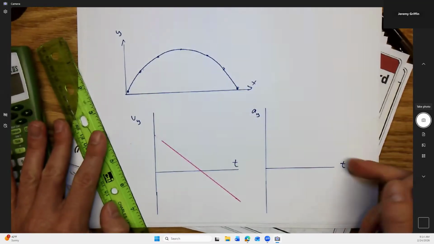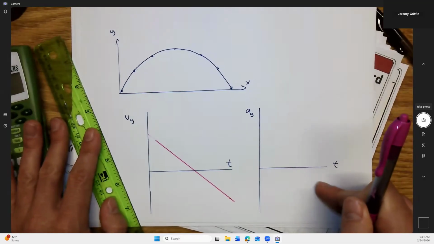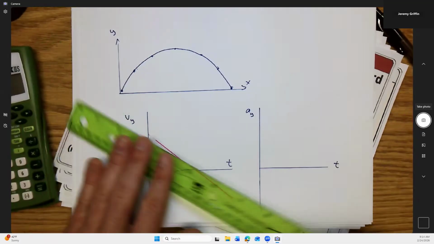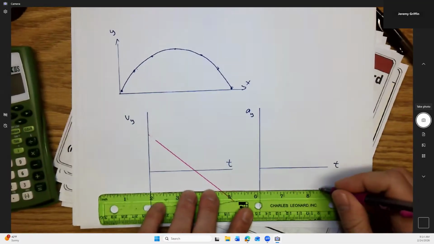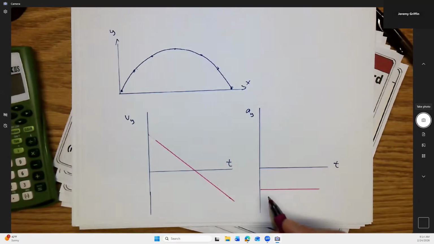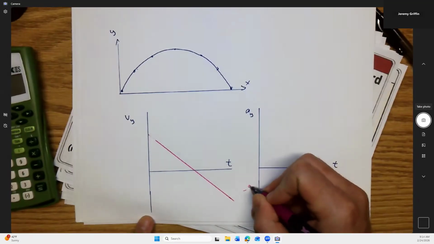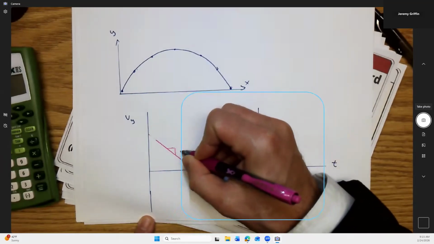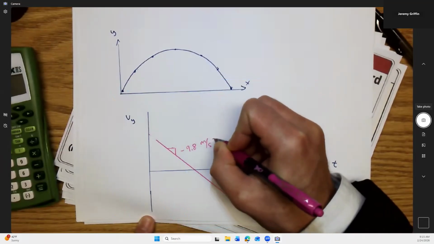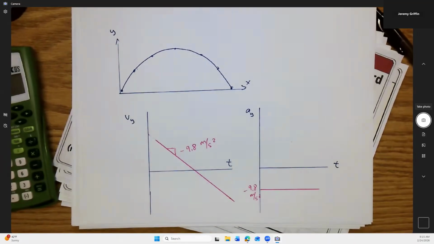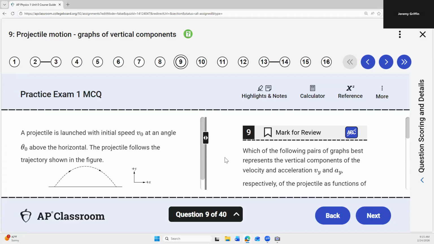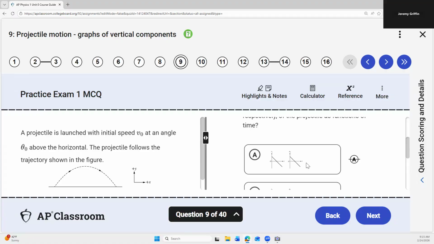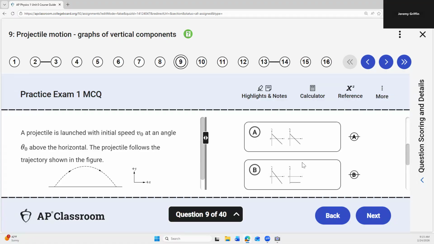Now acceleration in the vertical versus time. We're talking about gravity, right? Constant negative. In fact, I think you guys know a value right here. What's this value? Negative 9.8 meters per second squared. What's the slope right here? Negative 9.8 meters per second squared. Let's see if we see something like that. I think it's what they're looking for. Now the acceleration's not changing. Is that what we drew? B? I think that's it. Yeah, it's B.